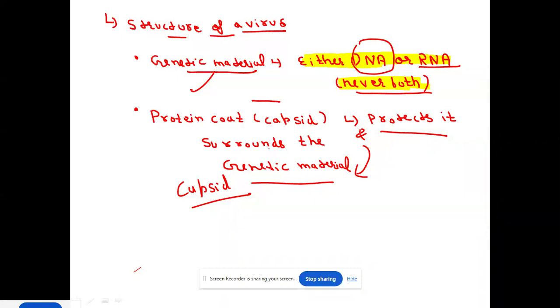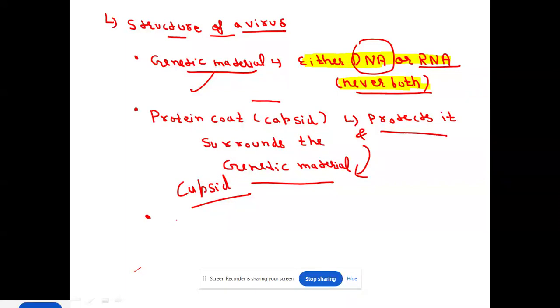It protects the genetic material, your protein code. What is the genetic material here? DNA or RNA, that is the genetic material. Okay, right. So now I am going to move further.